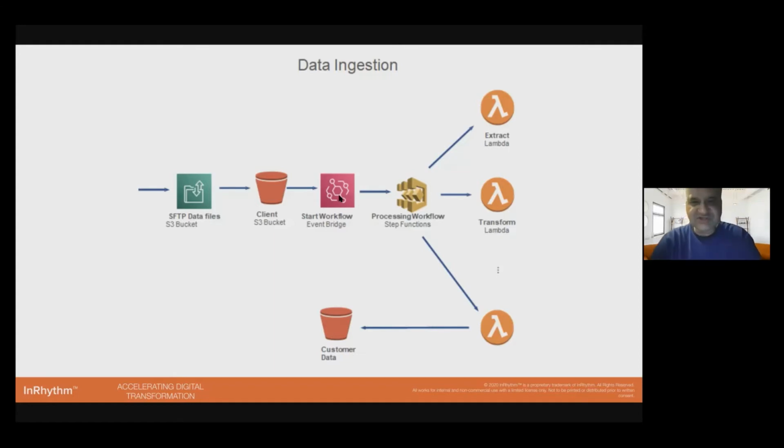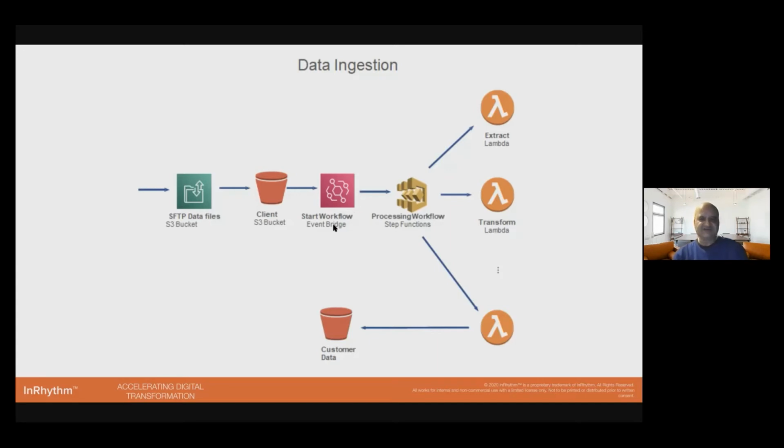I'll move on to the step function. The step function is executed. From there, it is calling first the extract Lambda, the transform Lambda, and at the end, we are calling the load data, which is loading the data. Now, this is the state machine execution. Obviously, this state machine needs to be started or kicked off. In this case, the trigger point is once the client has loaded the data. Once the client has loaded the data, how are you going to kick off this process workflow?